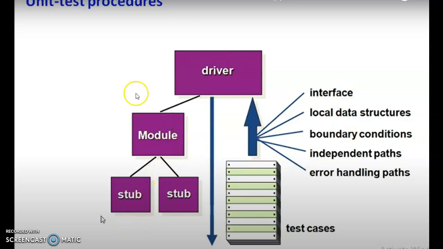Okay, these are the processes that happen in the unit test. This is the unit test procedure. The test cases are these: interface, local data structure, boundary conditions, independent paths, and error handling paths. And the driver is the program for the testing, and it tests the modules, which are treated as a step.